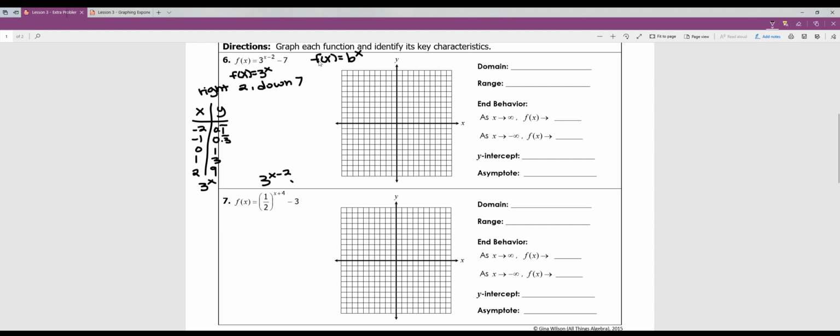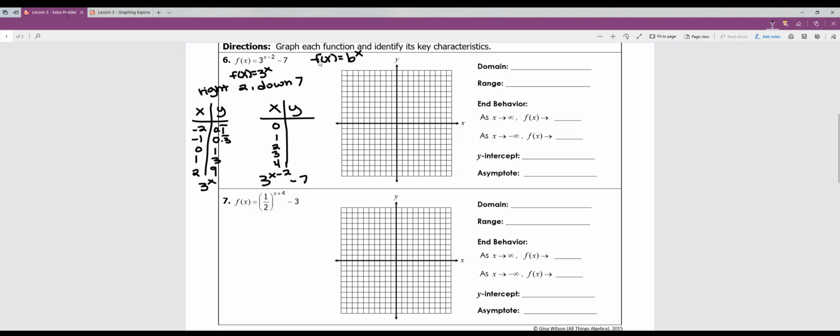And now I need to find the points for my transformed function by moving all of my x values right 2 and all of my y values down 7. So to the right, I'm going positively, so I'm going to add 2 to each of my x values. I'm going to end up with -2 plus 2 is 0, -1 plus 2 is 1, 2, 3, 4. These are my new x values, my transformed x values.